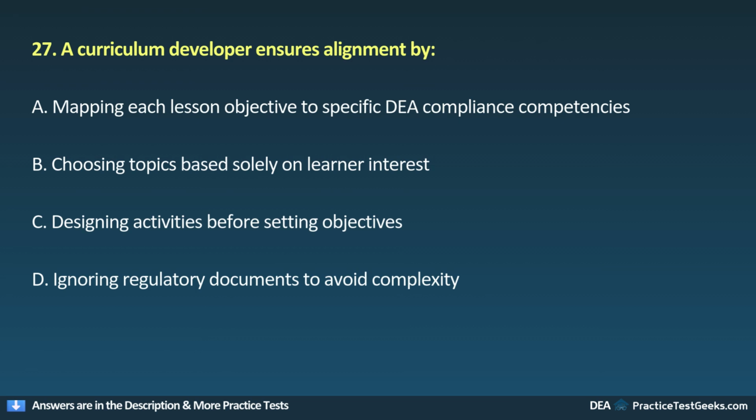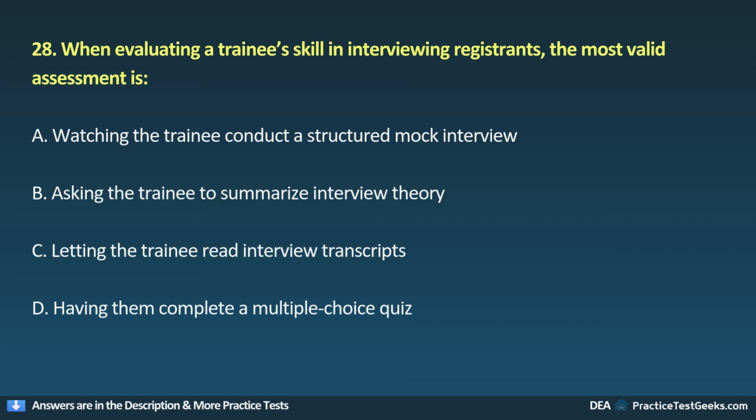27. A curriculum developer ensures alignment by: A. Mapping each lesson objective to specific DEA compliance competencies, B. Choosing topics based solely on learner interest, C. Designing activities before setting objectives, D. Ignoring regulatory documents to avoid complexity.